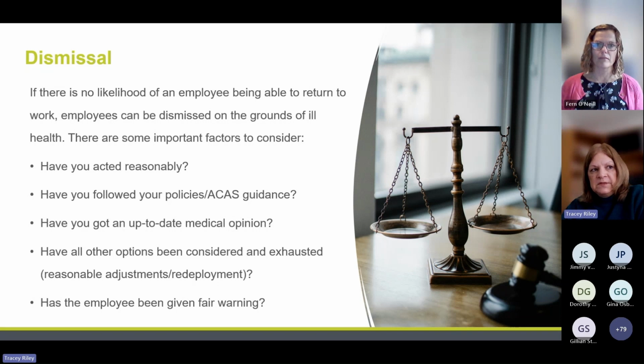And if you are moving to dismissal, please ensure that you've given the employee fair warning. So you should be inviting them to a dismissal meeting. This is their final opportunity to put forward any mitigating circumstances against that. They should be allowed to be accompanied, and they should be given fair warning that a potential outcome of the meeting could be dismissal.